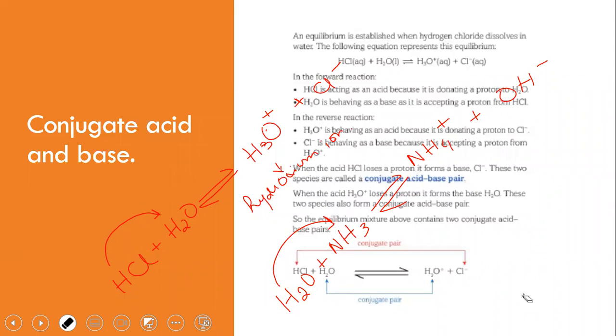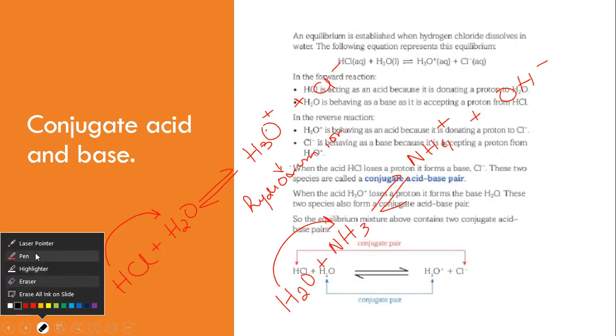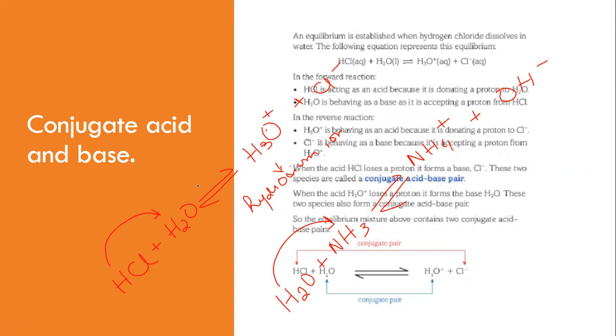Now, there is another terminology we have to know about: conjugate acid and base pairs. As you can see, the equation I have made is a reversible equation, right? So when we talk about the forward equation, our hydrochloric acid is acting as the acid, and our water is acting as the base.